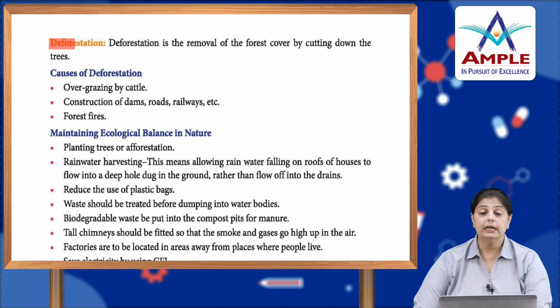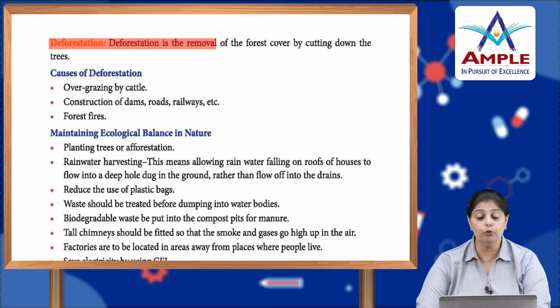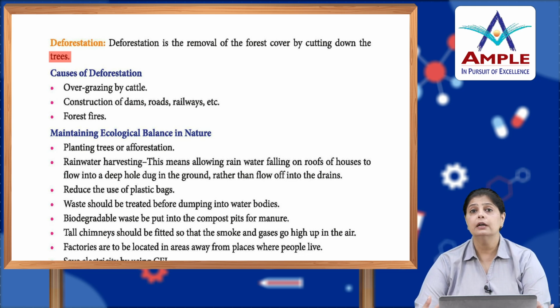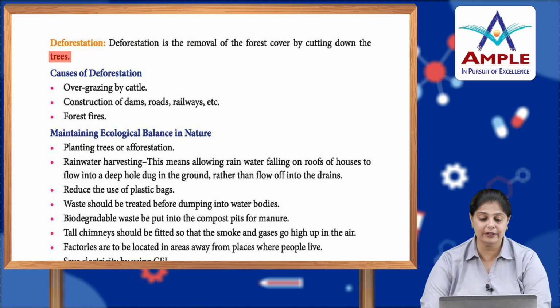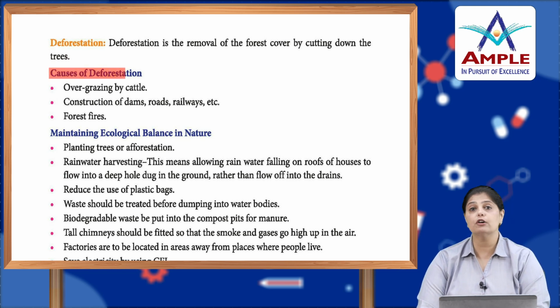Now, deforestation. What do you mean by deforestation? That means cutting off the forest cover, removing the forest cover. Deforestation is the removal of the forest cover by cutting down trees. When more and more trees are cut to build flyovers, buildings, dams, or anything that is useful for humans but harmful to nature, eventually it will be harmful to humans as well.